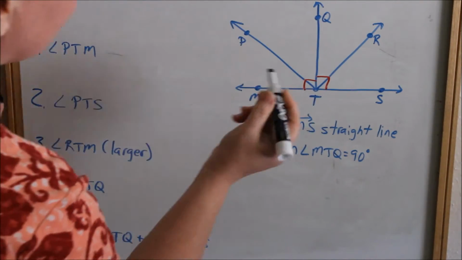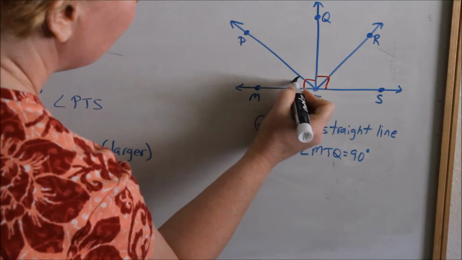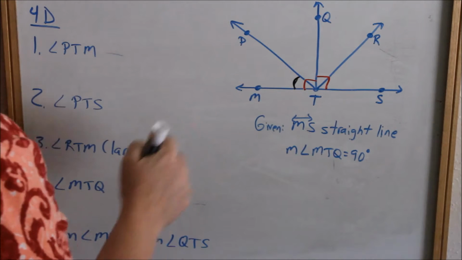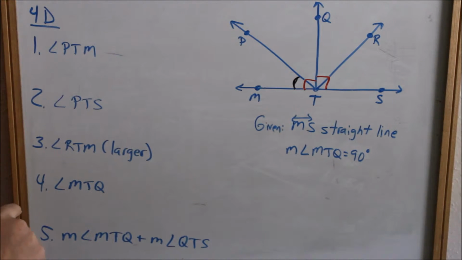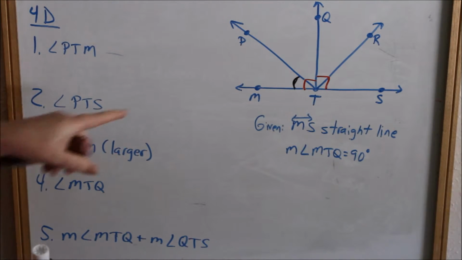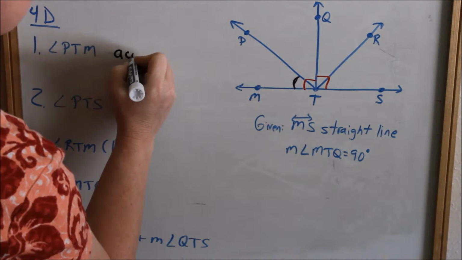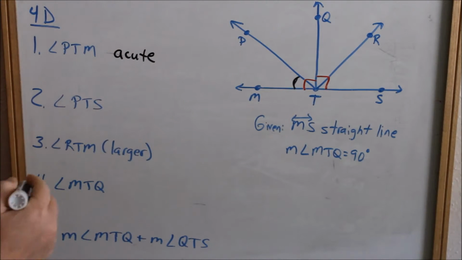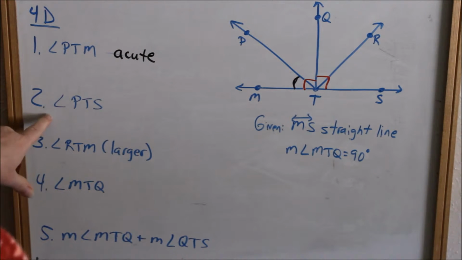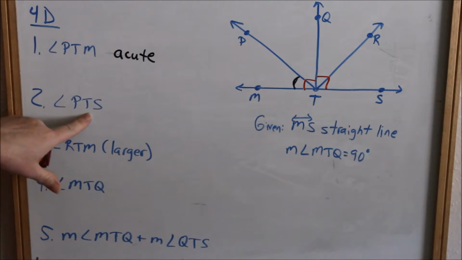So that means we're looking at that angle right there, PTM. Is it a right angle, a straight angle, acute, obtuse, or reflex? So it is a smaller angle, so therefore that is acute. Now let's look at number 2, angle PTS.